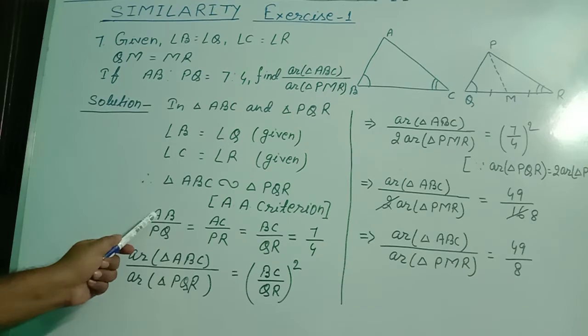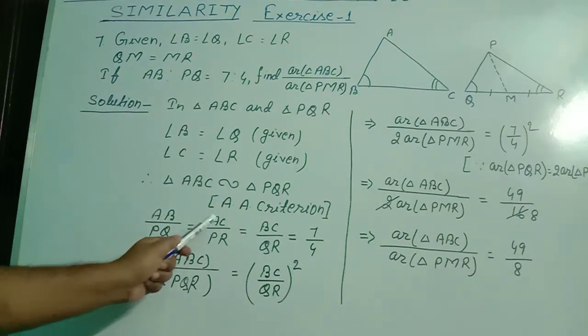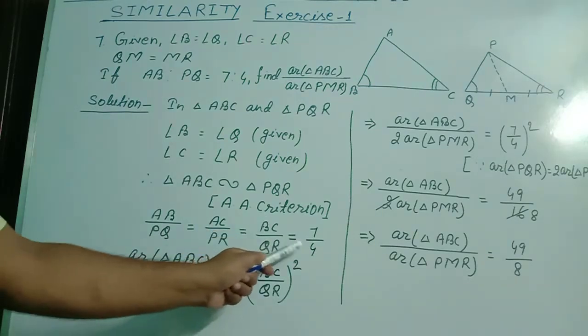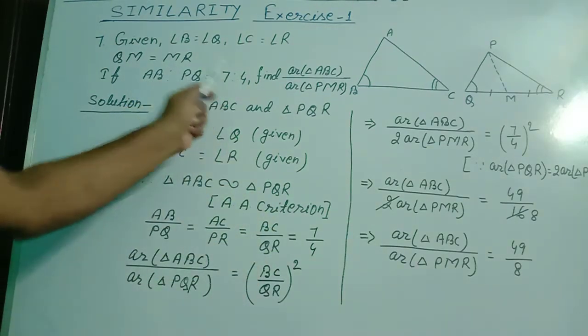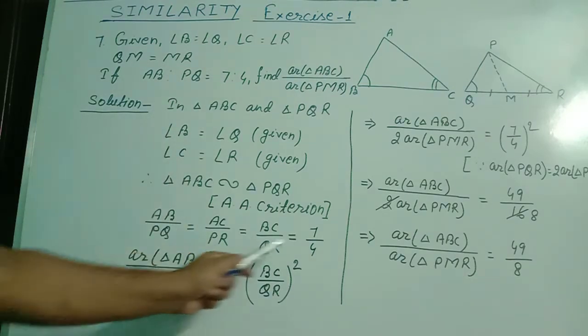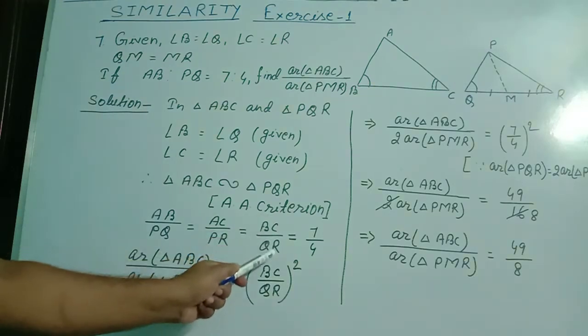After proving these two triangles are similar, I wrote AB by PQ equal to AC by PR equal to BC by QR equal to 7/4. That is given in the information. AB by PQ equals 7:4, and this 7:4 is equal to AC by PR as well as BC by QR.